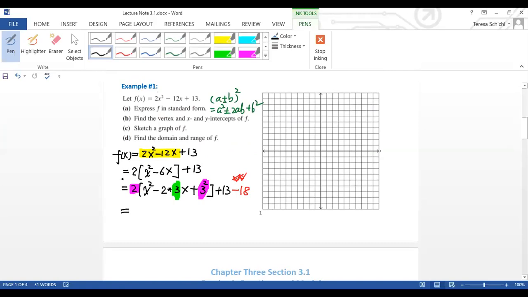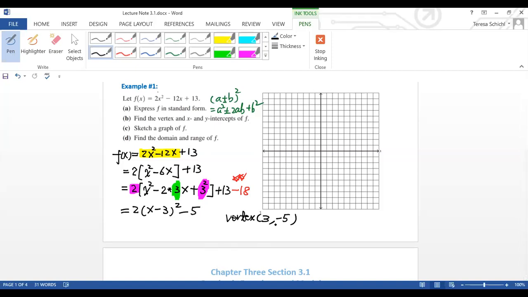Okay, so now I will say this will be 2 times a minus b squared. So it's x minus 3 squared, and 13 minus 18. Negative 18 plus 13 is what? It's negative 5, right? So now I know this is my standard form, and also based on what we just talked about, the vertex is here. So let's write it down. What is the vertex here? Because the x has to be minus something, so this is 3. And what is the k here? It is negative 5, right? So the vertex is 3 and negative 5.